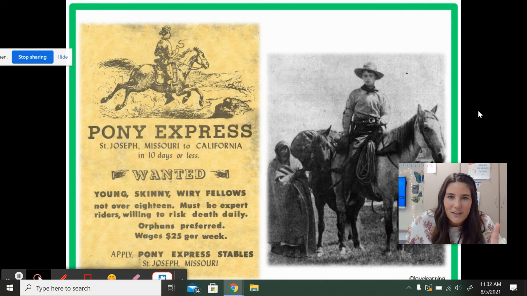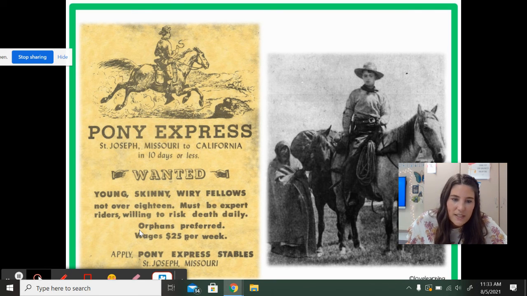Here's something important that you may want to write down. The Pony Express was looking for young men who were skinny, wiry fellows, not over 18, an expert horse rider, and willing to risk death daily. This was an extremely dangerous trip. These horses and men are going one to the next, and they don't know what they're going to face.